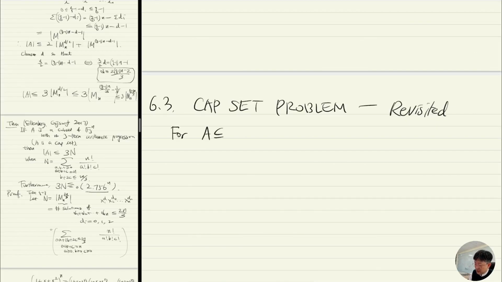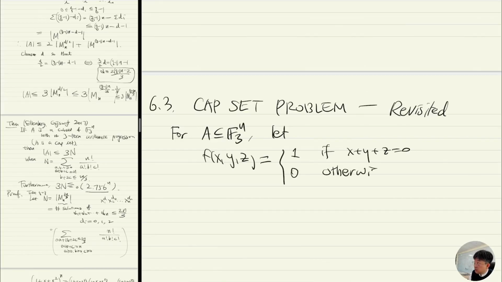So for A in F3 to the n, let f(x, y, z) be 1 if their sum is 0 and 0 otherwise. This is for x, y, z in A.